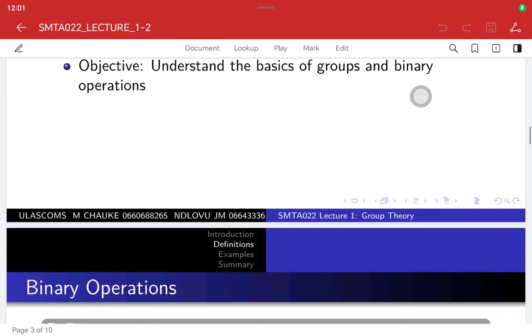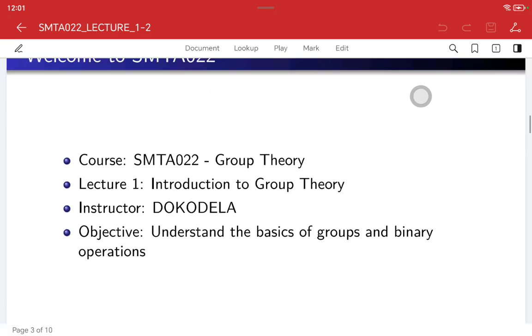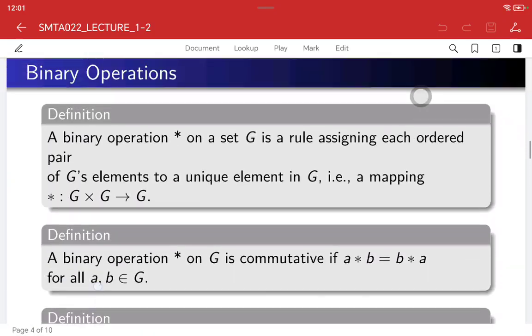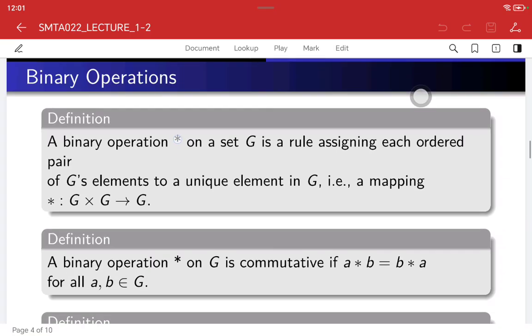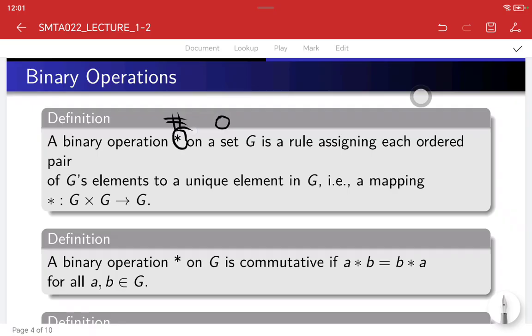The objective of this session will be to understand the basics of group theory and binary operations. So first we need to know what a binary operation is. When we come to the definition, we see that we're going to be looking at cases of a star. Sometimes it will be a hash, sometimes it will be this O. It will depend, so it can be anything with a binary operation.